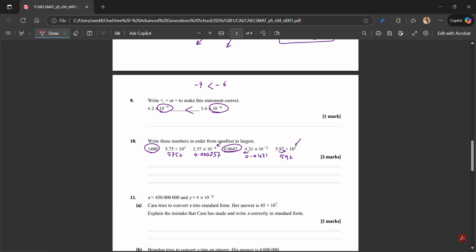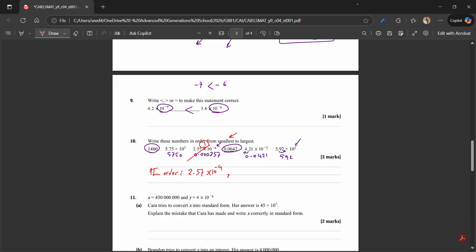Here he said smallest first. So which one is the smallest one? The first one is this one. Guys, don't forget to write the original numbers in the order. So it will be 2.57 times 10 power negative 4. Okay, so this is done, guys.